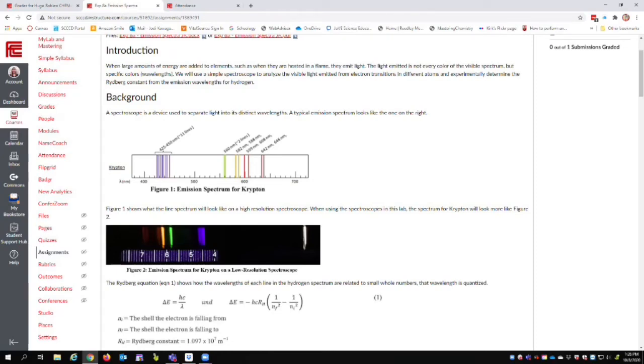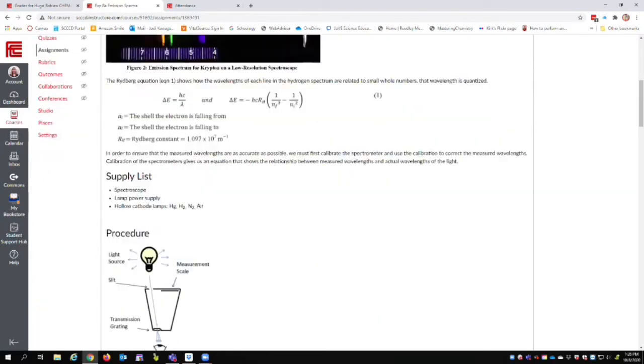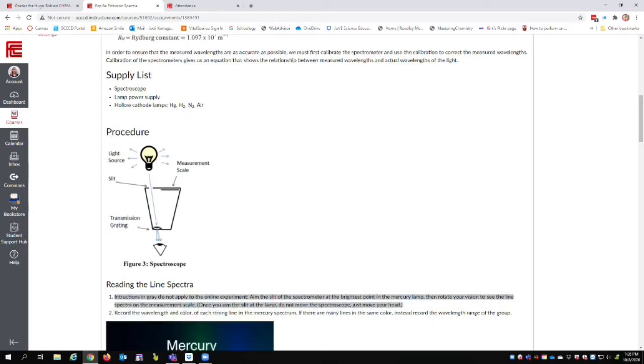Okay, so in experiment 8, we're using a setup like this. And I should have taken a picture of the little spectroscopes, although they're not much to look at. There's little boxes that are black plastic. They have a grating in them. There's a slit here. We aim the slit at a light source, and here these are tubes of elemental gases like hydrogen or mercury vapor.